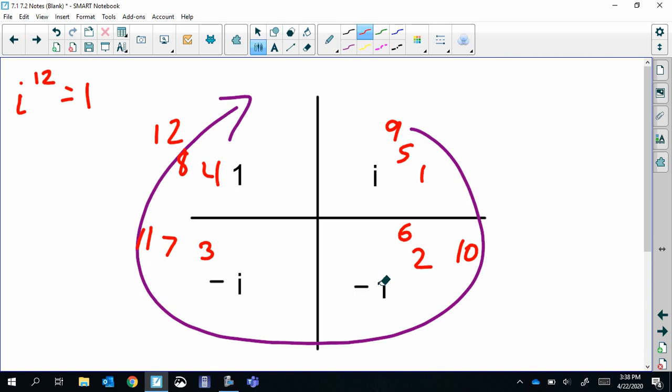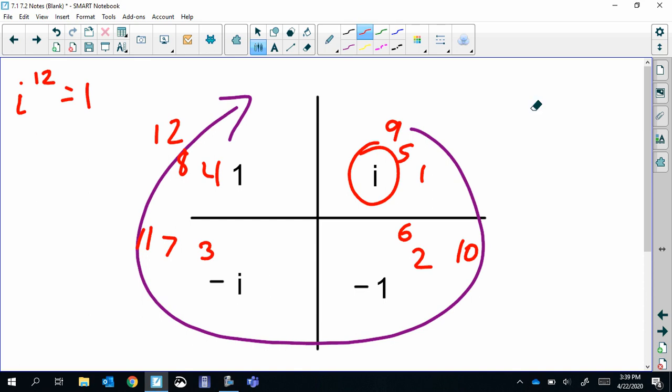So you can just keep counting, starting in the top right, going around. Those are the exponents: 1, 2, 3, 4, 5, 6, 7, 8, 9, 10, and so on. Just keep counting your exponents. And then wherever you land, that's your answer. Super easy.